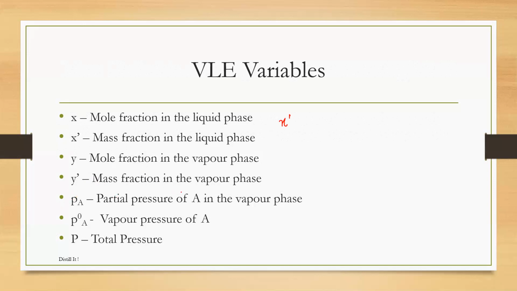PA is partial pressure of component A in the vapor phase. And P naught A is the vapor pressure of component A. P naught A might also at times be written as PAS. So please do not get confused. It's the same thing. And finally, capital P is known as the total pressure.